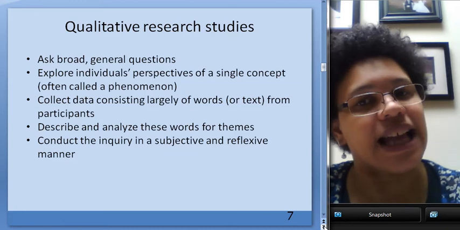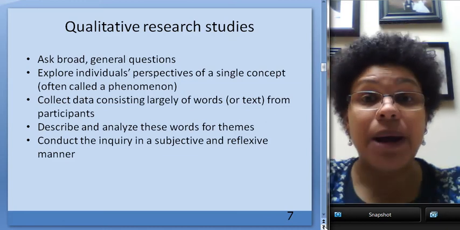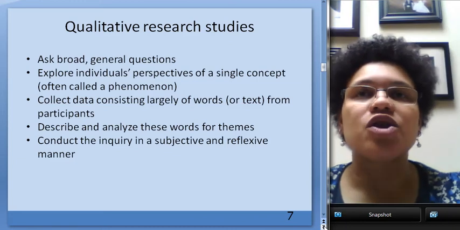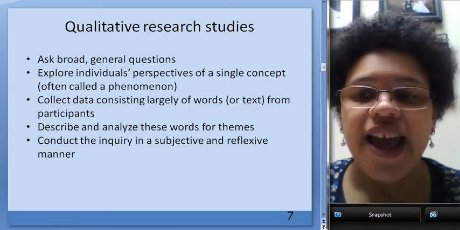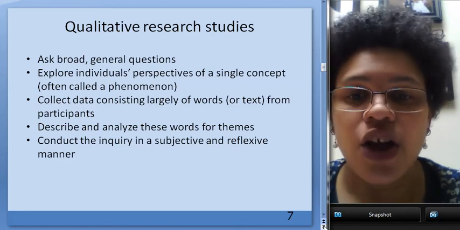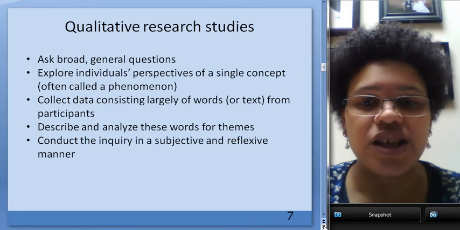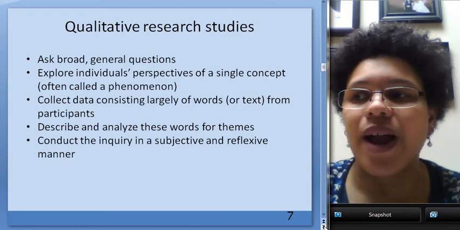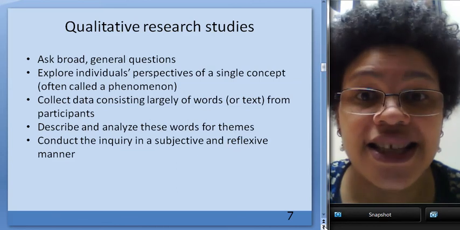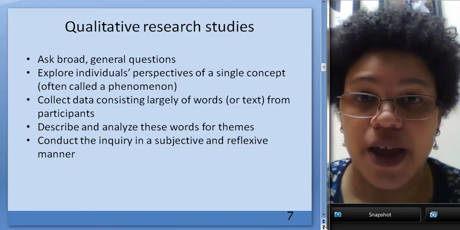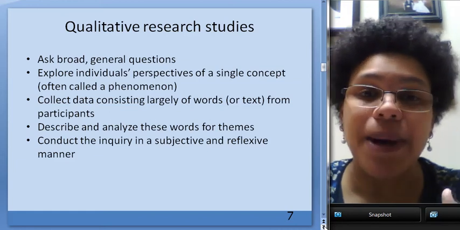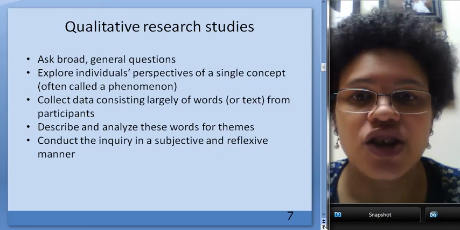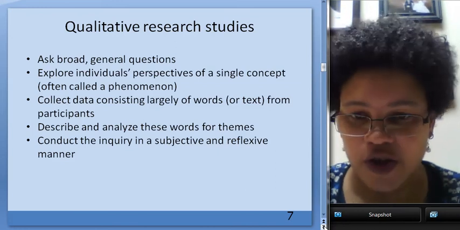And the data that's collected consists largely of words or text from participants. So it might be that you interview someone and you have your transcript of that interview, or you observe, let's say, a classroom setting, and you have your field notes from that observation. Okay, so data consisting largely of words or text, but it does not have to be exclusively words or text. Perhaps you're doing a study around, let's say, depression in adolescents, and you want to do some art therapy with them. Well, then your data might be the drawings or paintings that they create while they're with you in a counseling session, or they're with a counselor and you're observing as the researcher.